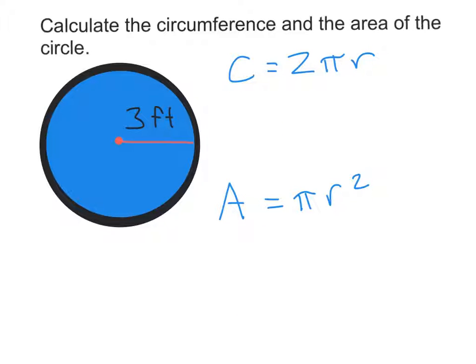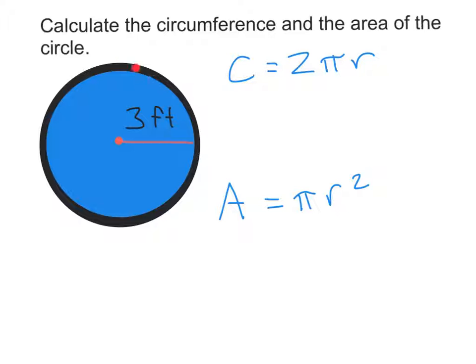Here they want a circumference and area of a circle. So here's our circle over here. And what they're giving us, by the way, is called the radius. The radius is the distance from the center to the edge. The distance all the way across is called the diameter. The distance around the circle is called the circumference. And the amount of area that it's taking up is called the area.